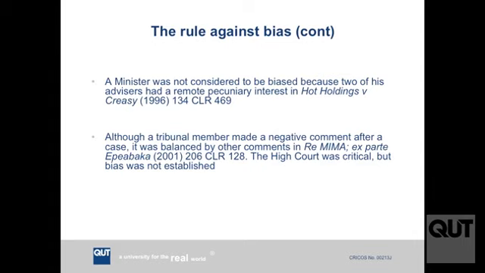The High Court said, no, that is too remote to constitute vicarious bias. The minister, as the ultimate decision maker, is the one who has to turn his mind to the issues and make the final decision.